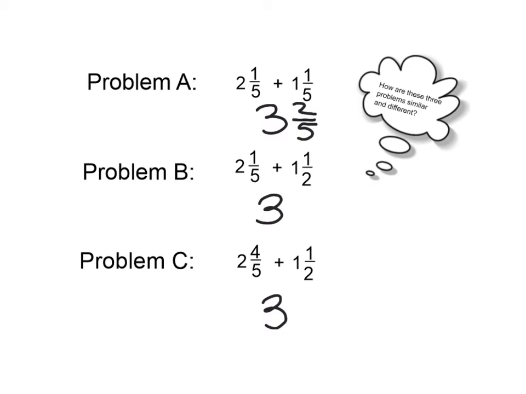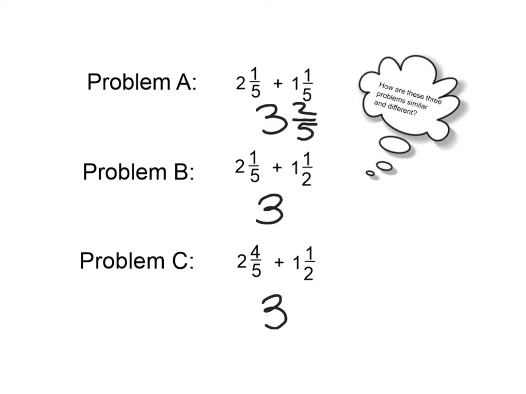So this one's pretty simple to add because the denominators are the same. Now B is going to be a little different because I have 1/5 and 1/2. And I know that 1/2 is greater than 1/5. So when I add those two, I'd have to make common denominators. But I know that my answer is going to be greater than this answer because 1/2 is greater than 1/5, and this is less than 1/2.